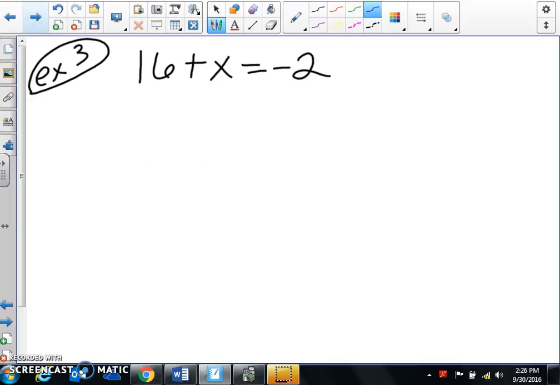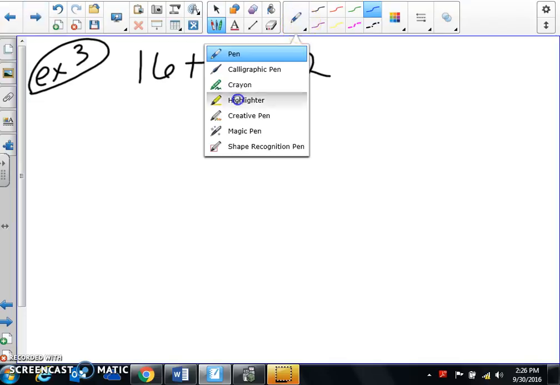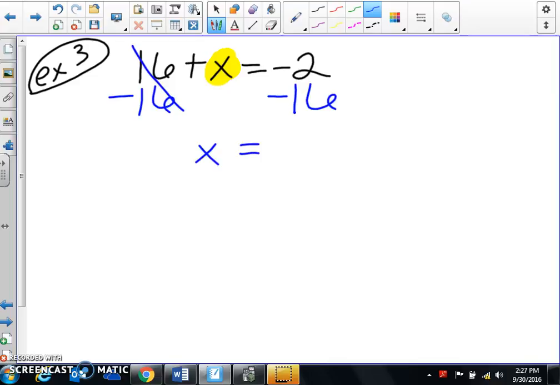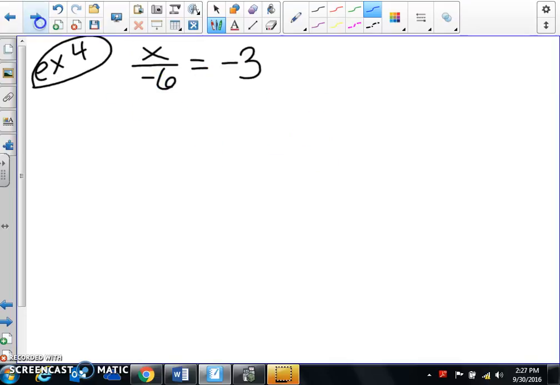All right, so we've got 16 plus x. So here's our variable. Our variable is x, so we're left with just straight up 16. The opposite of a positive 16 is a negative 16. Cross them out, drop down your x. Negative 2 minus 16 is a negative 18. And then you can check it out.